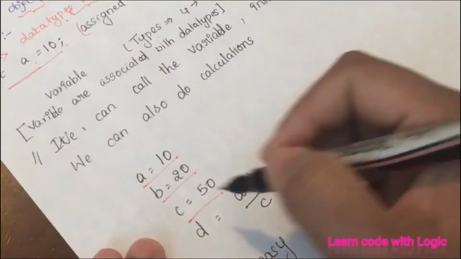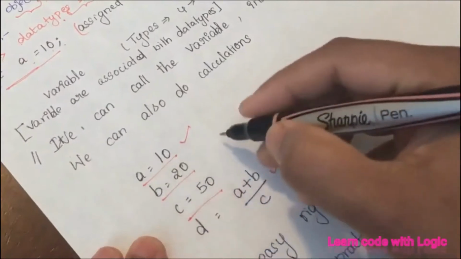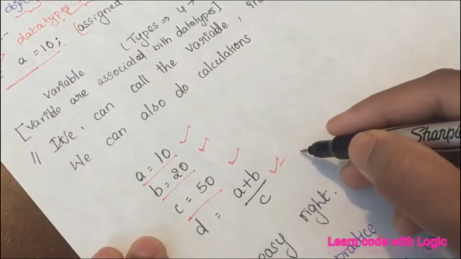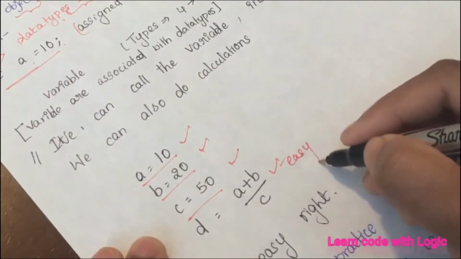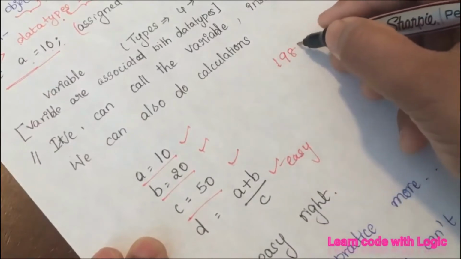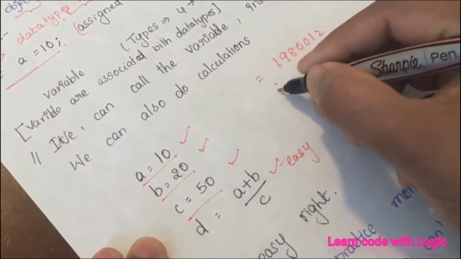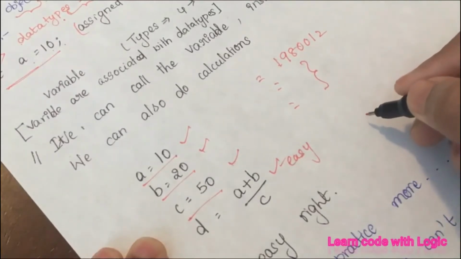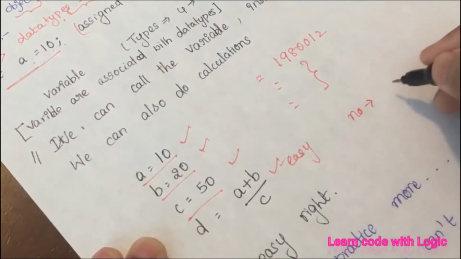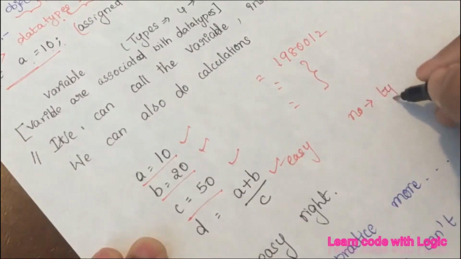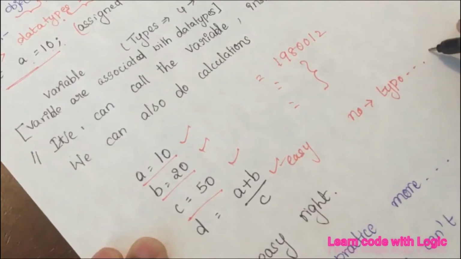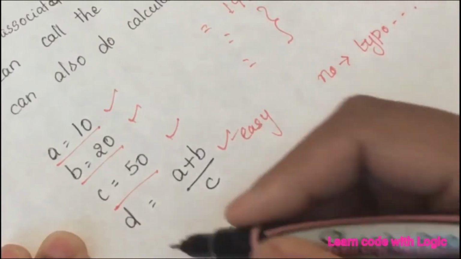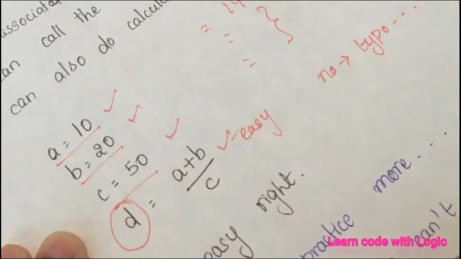We can do some simple math calculations here. If a is 10, b is 20, c is 50, we can do simple math calculation here easily, right? But what about if the number is like this? So if all numbers are like this, is it easy to do math calculation? No, right? And there are going to be typo mistakes and it's a lot of confusion also. So these variables make it easy to write the code.